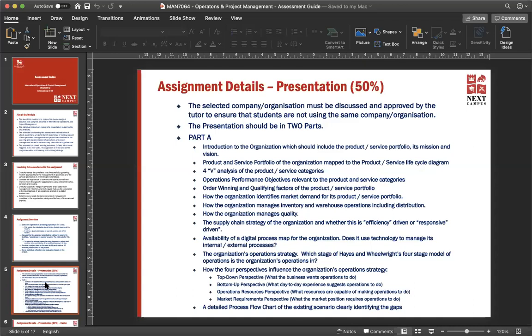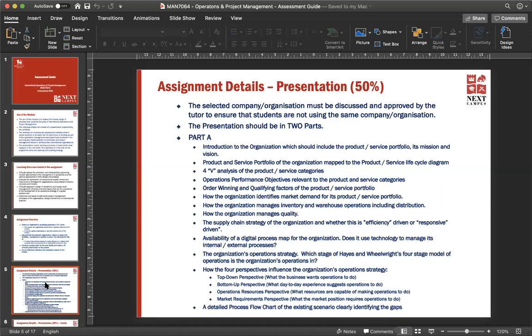Then you have got product and service portfolio of the organization mapped to the product service life cycle diagram. That now is very important. For those who have already discussed this with me, I've explained the requirement.